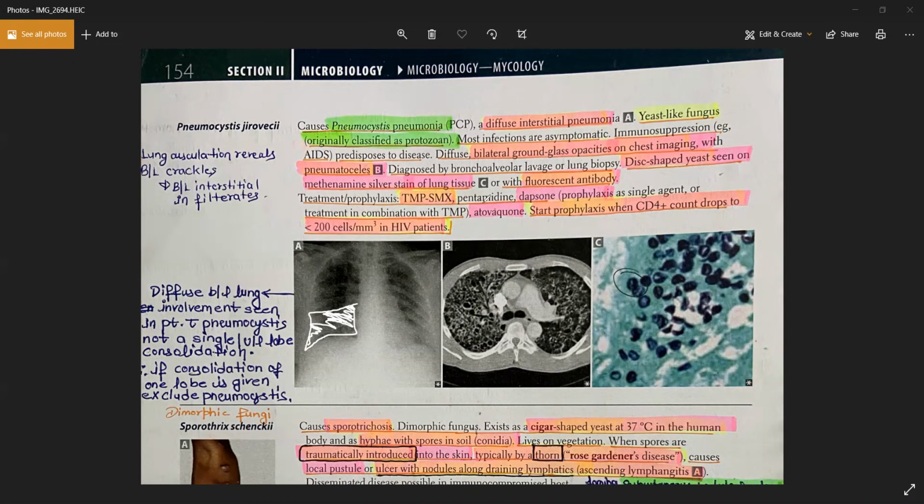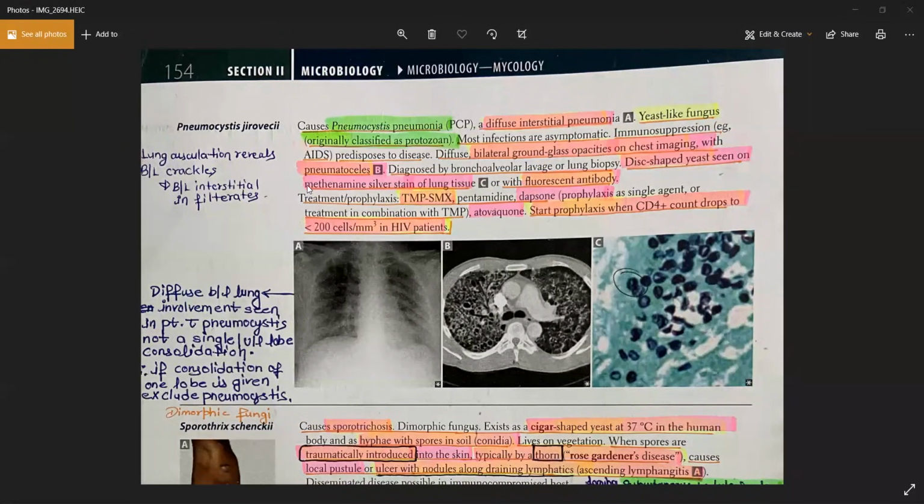And what stains would you use? In case of Cryptococcus neoformans, you use the mucicarmine stain, right? But in case of Pneumocystis jirovecii, you use the methenamine silver stain. Very important, methenamine silver stain. You can also use fluorescent antibody staining.